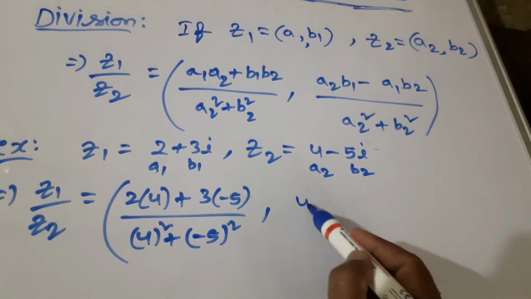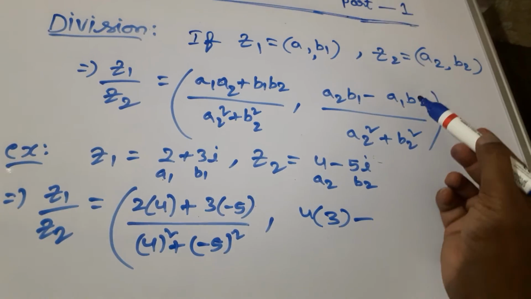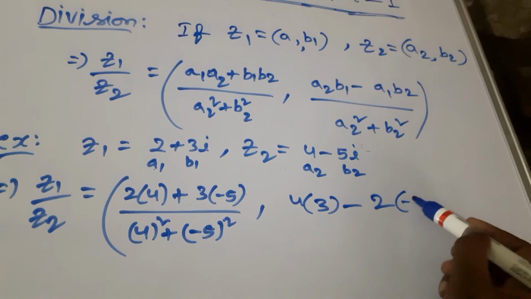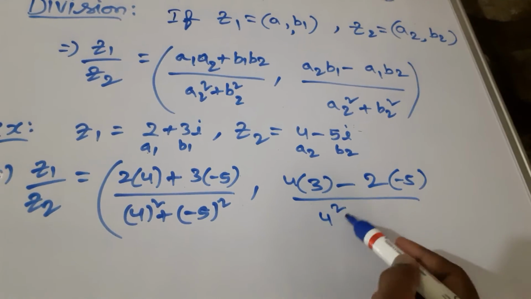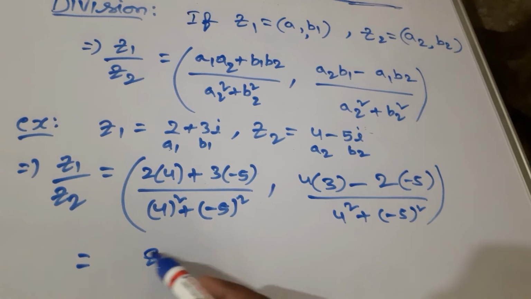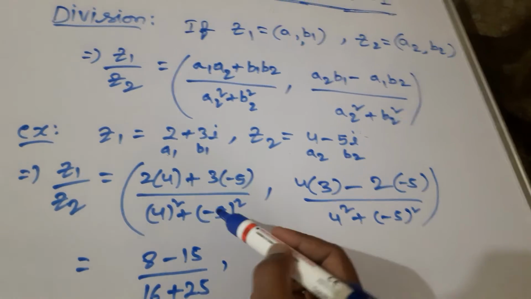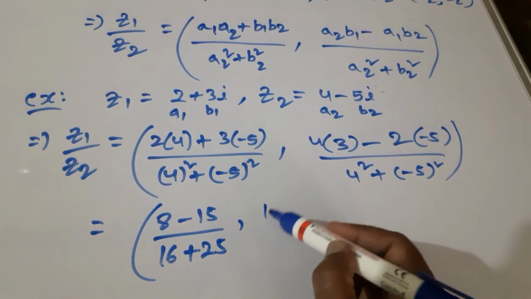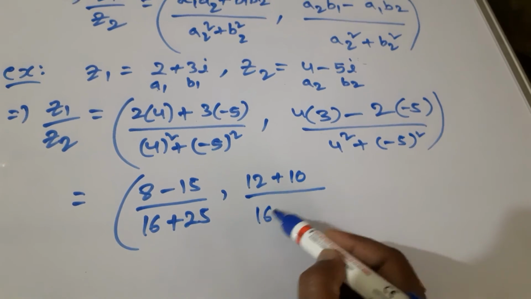A2 means 4, B1 means 3, 4 into 3 minus A1 B2. A1 is 2, B2 is minus 5, 2 into minus 5, by A2 square plus B2 square, means 4 square plus minus 5 whole square. After simplifying, this is 8 minus 15 by 16 plus 25, squaring it becomes plus only. Next, this is 12 plus 10, 2 into 5 is 10, minus into minus plus, by 16 plus 25.